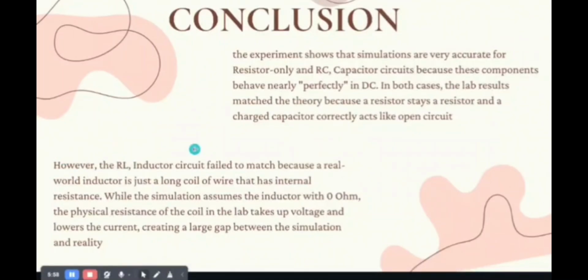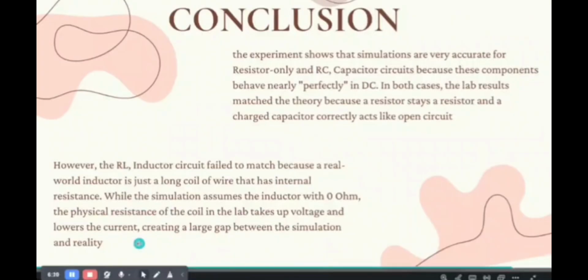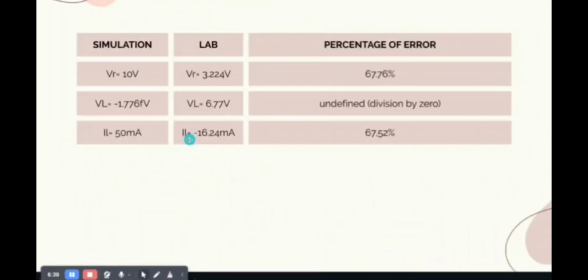However, the RL circuit failed to match because a real-world inductor is just a long coil of wire that has internal resistance, while the simulation assumes the inductor has 0 ohm. The physical resistance of the coil in the lab takes up voltage and lowers the current, creating a large gap between the simulation and reality. According to this, the internal resistance of the inductor added to the 200 ohm resistor increases the resistance in the circuit, causing the current to drop from 50 milliampere to 16.24 milliampere.